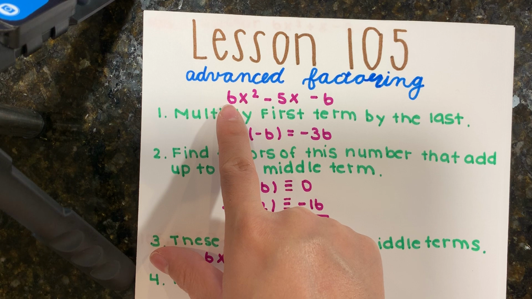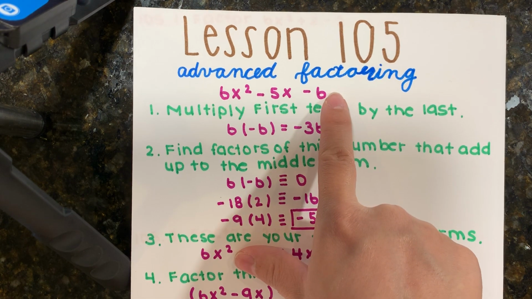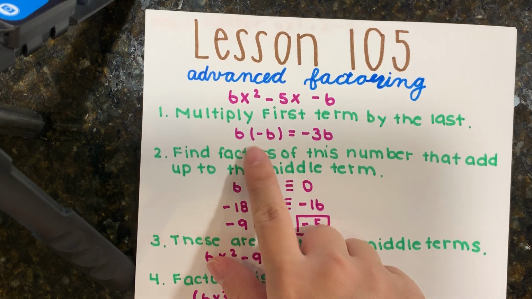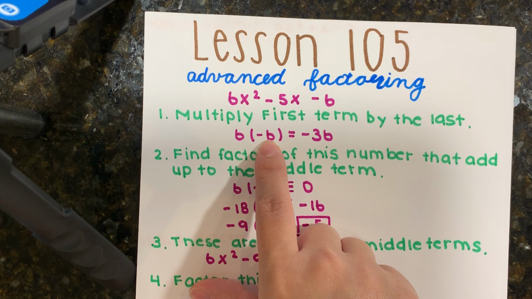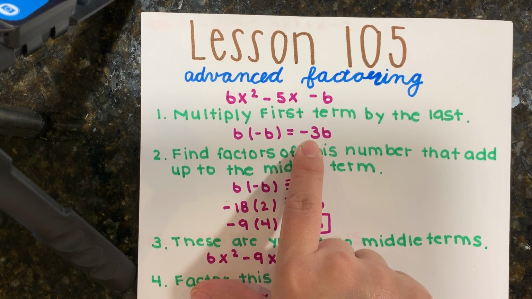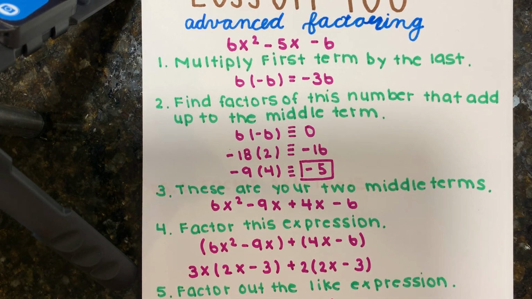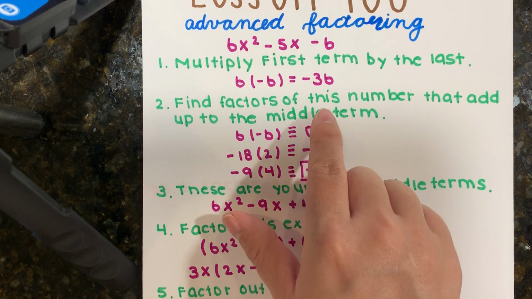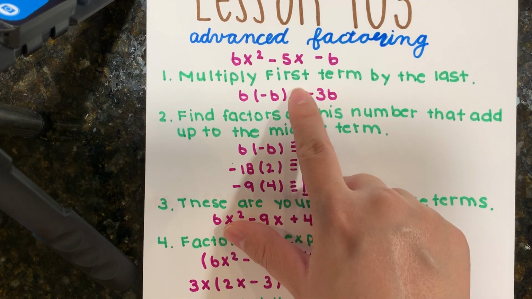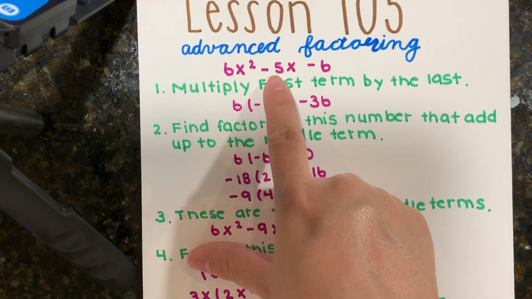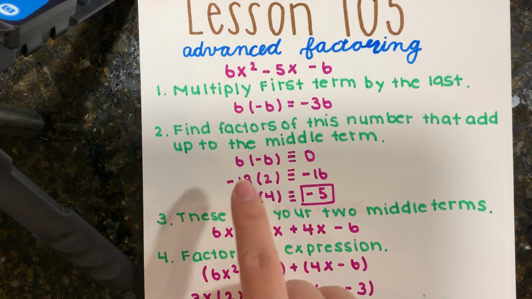Number 1 is to multiply the first term by the last term. So put it in descending order and then multiply the first term times the last term. I've taken the 6 and the negative 6 and multiplied them, and I got negative 36. Your second step is to find the factors of this number that add up to the middle number. So I want to find the factors of negative 36 that are going to add up to negative 5.